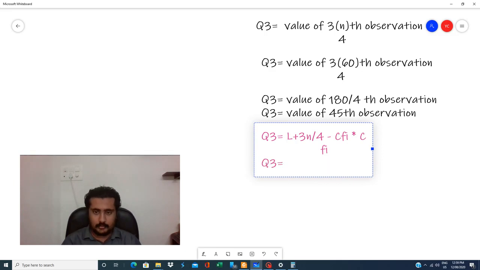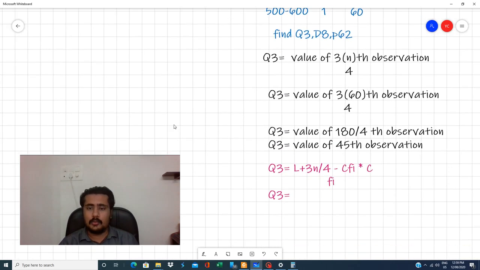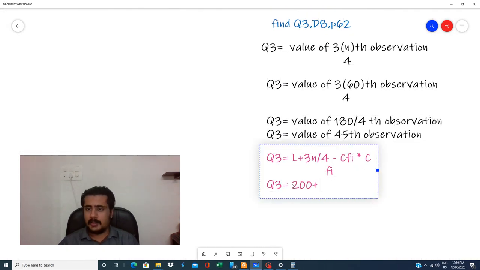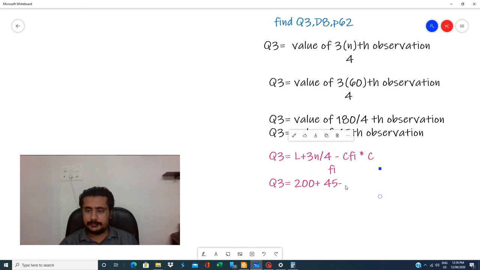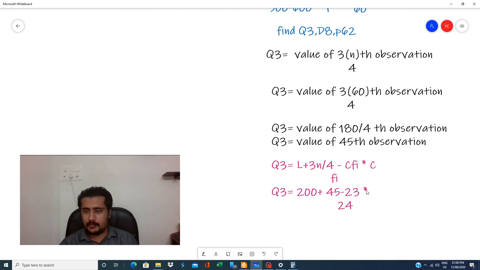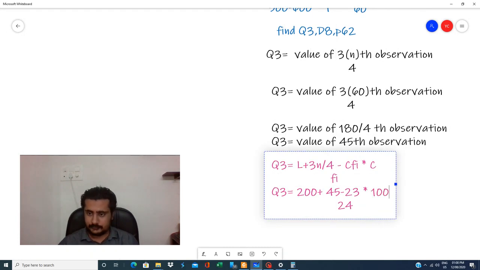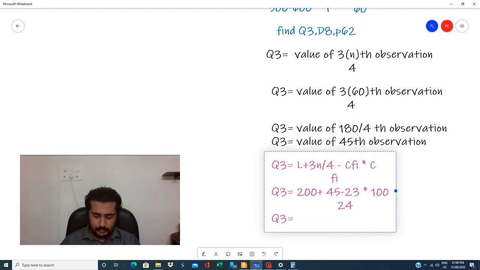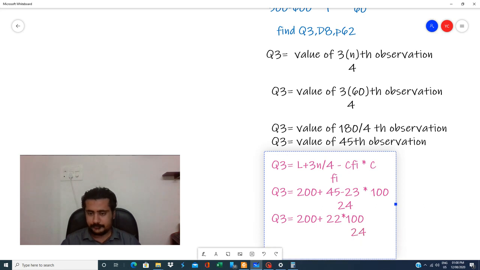So now Q3 is equal to, what is lower boundary here? Lower boundary is 200 plus 3n by 4 is 45 minus, what is CFI? CFI is 23. What is frequency? It's 24. And what is class length? Classes is from 200 to 300. So class length is 100. So Q3 is 200 plus 22 into 100 upon 24.